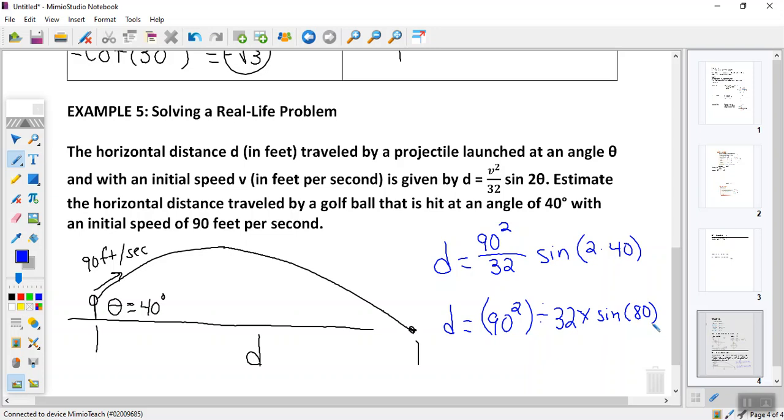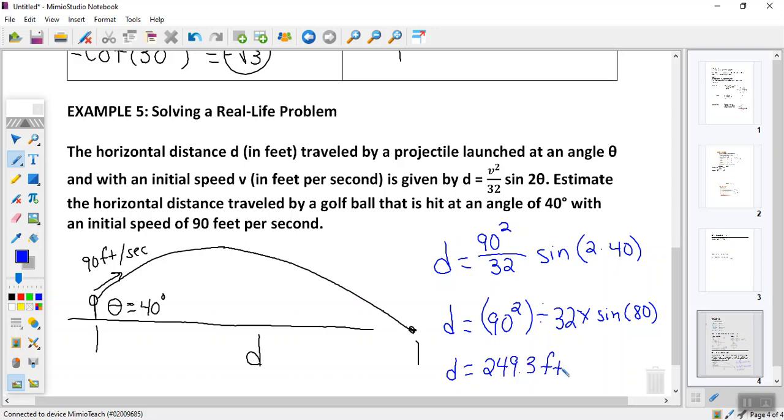What are you guys getting? 249.3 up here. And that would be, so if it was hit in feet per second, and how is d measured again? Feet. 249.3 feet? Yep.